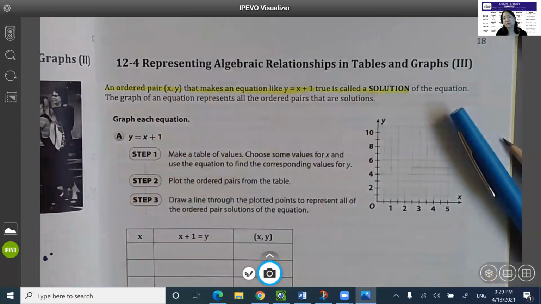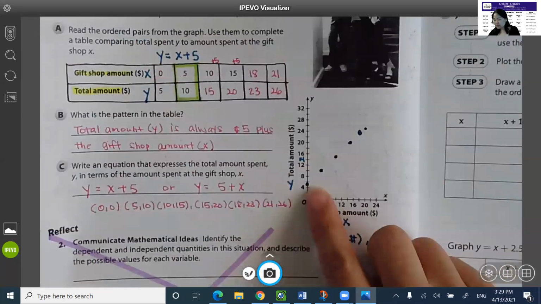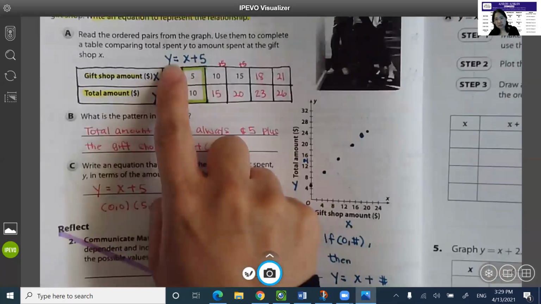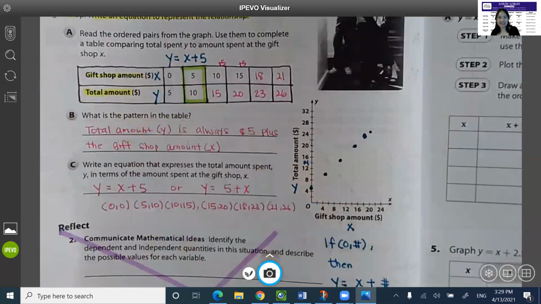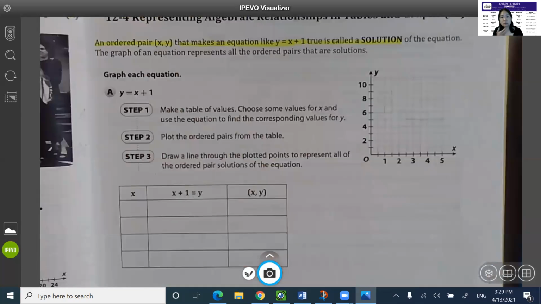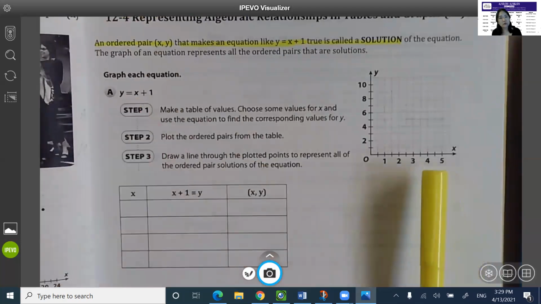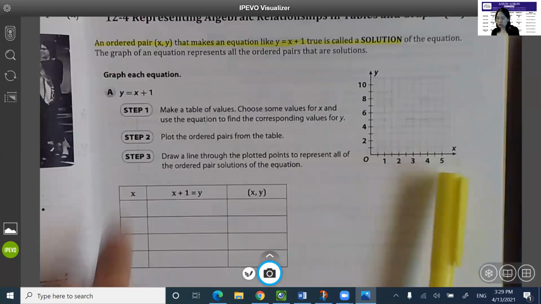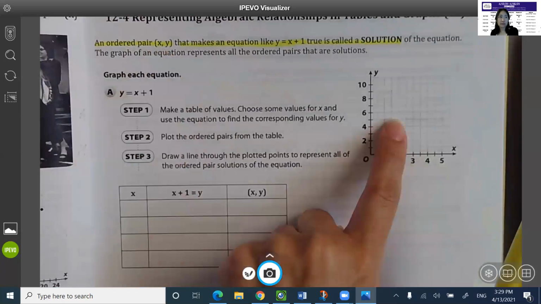The graph of an equation represents all of the ordered pairs that are solutions. What they're saying is this, all of these numbers, all of the x and y coordinates, okay? If you plug it in, substitute it in this equation and solve, they should be equal to each other. I'll show you what I mean by that in case you don't understand, okay? So sometimes you're going to have an equation like this, okay? By looking at the equation, you need to figure out your ordered pairs, several of them, and use those ordered pairs to plot points and graph.